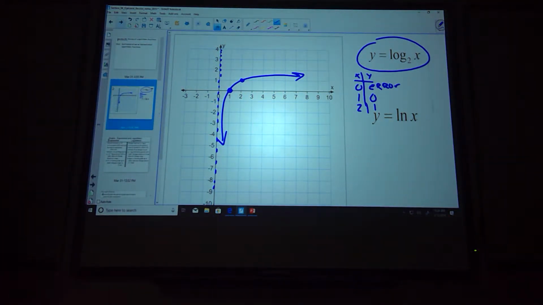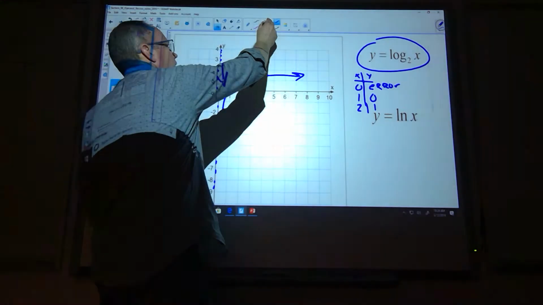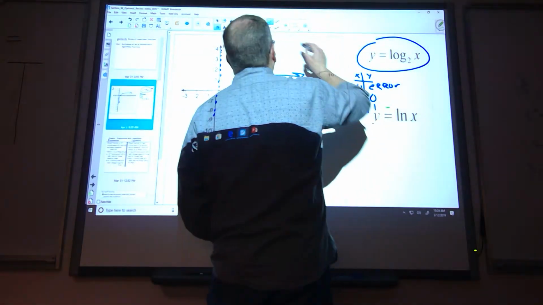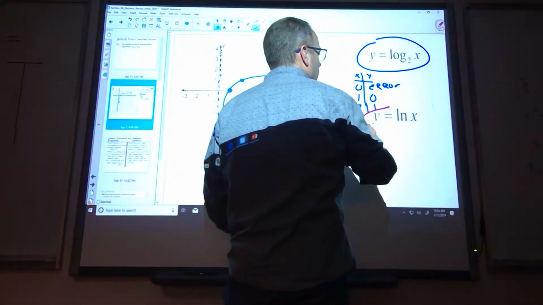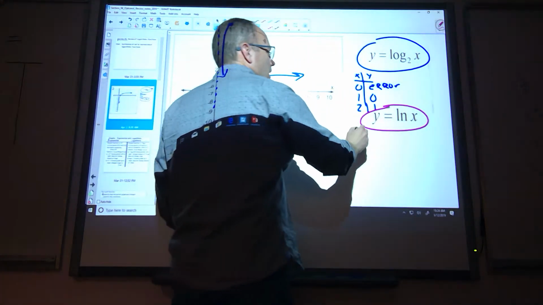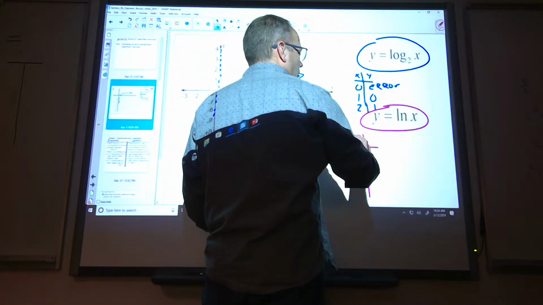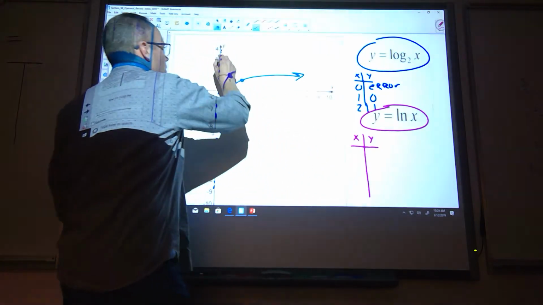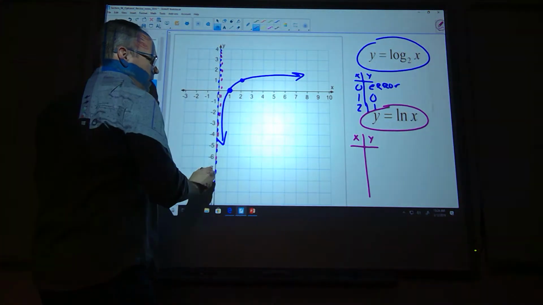That's it. The second equation. Can we do it on purple? The second equation, I have to remember a few things. So my asymptote's also going to be here again.